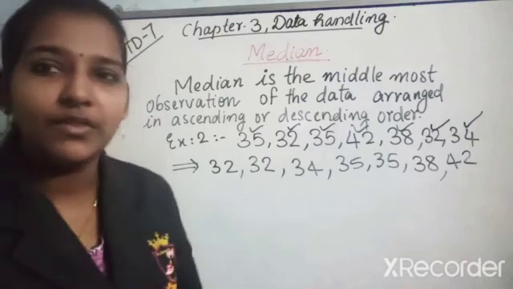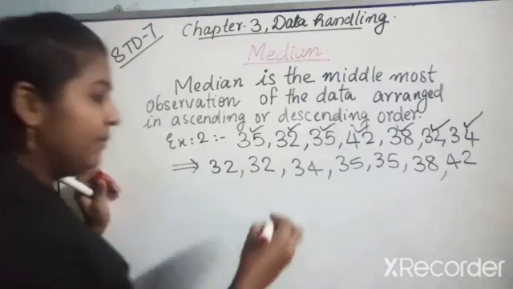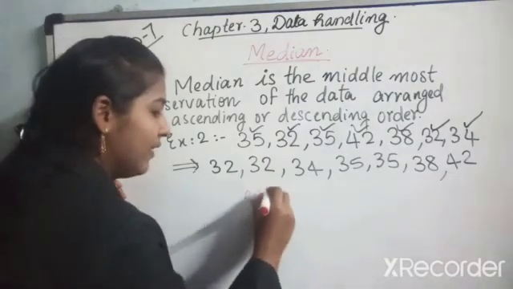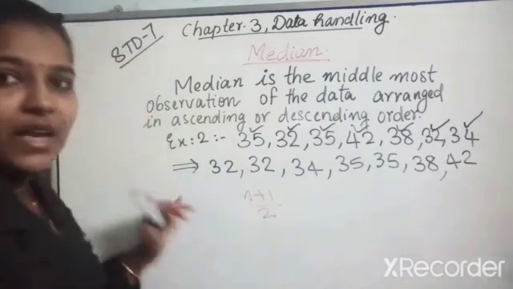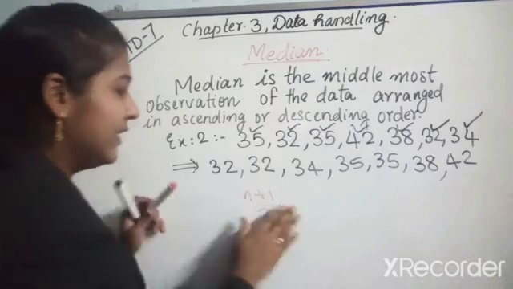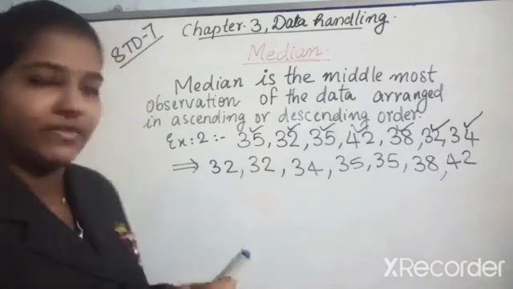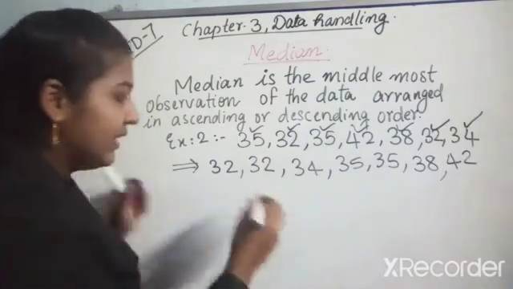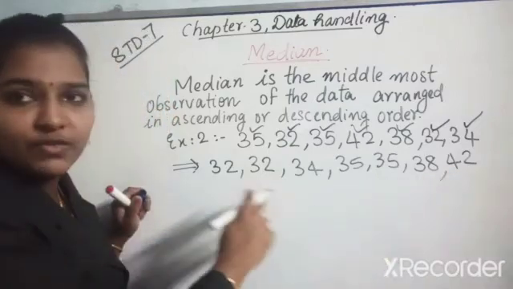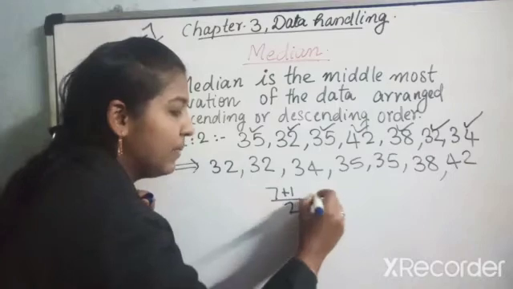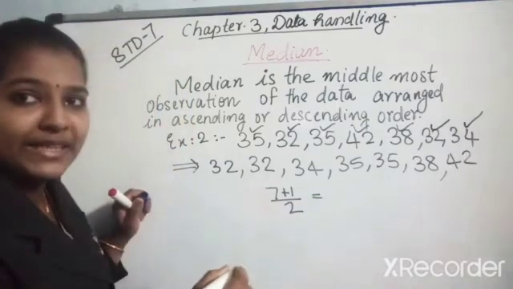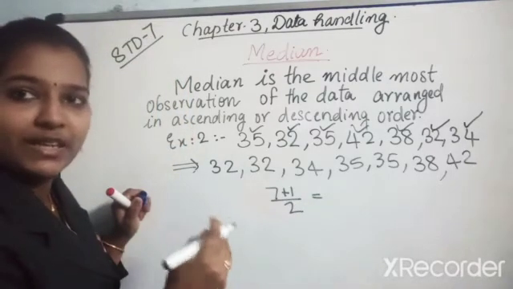So there is an easy way to find out the middle number, that is n plus 1 by 2, where n is the number of observations given. That you write first. Here 7 observations are given. So 7 plus 1 by 2 will be the position of the median or middle number.